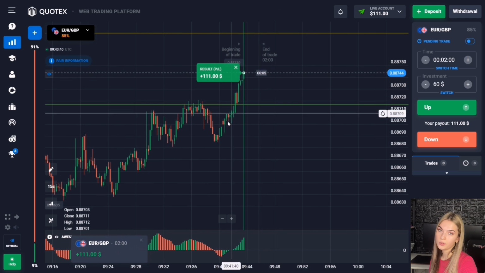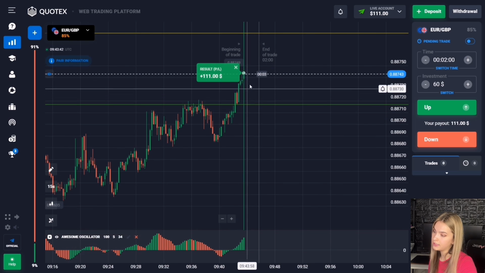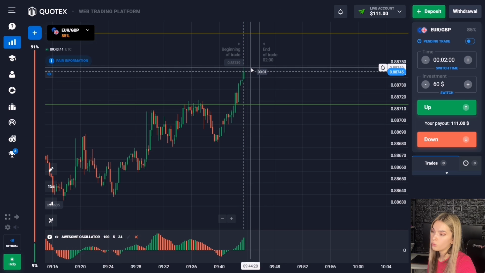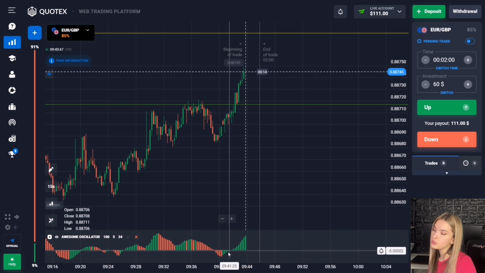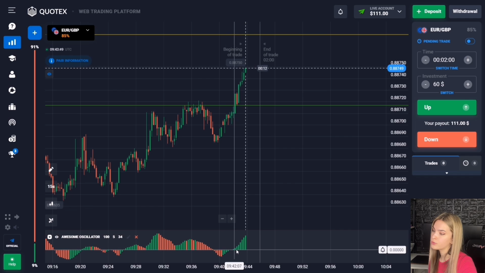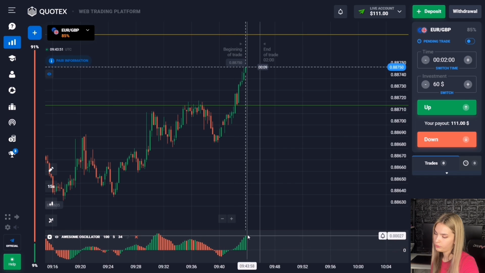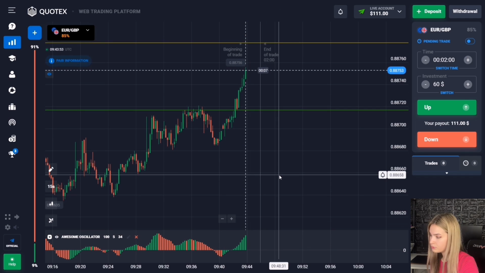Great guys, as you can see, the price really continued to move up and the level was broken. This is where we make a profit. The indicator also gave us a good entry point. The volumes for an increase really began to grow. 2 minutes was quite enough for us in this situation.